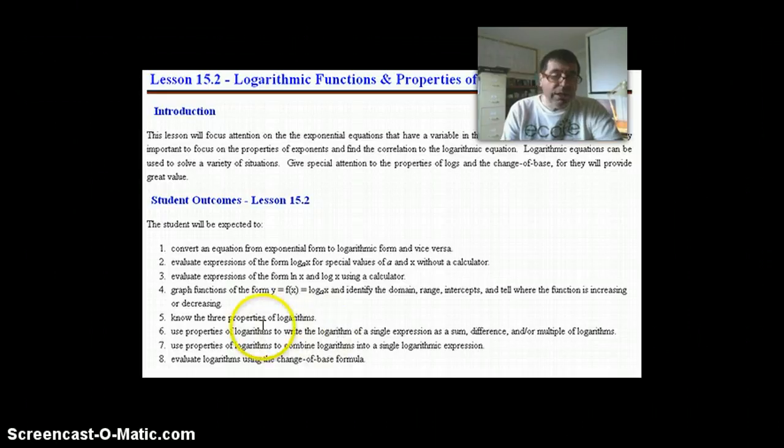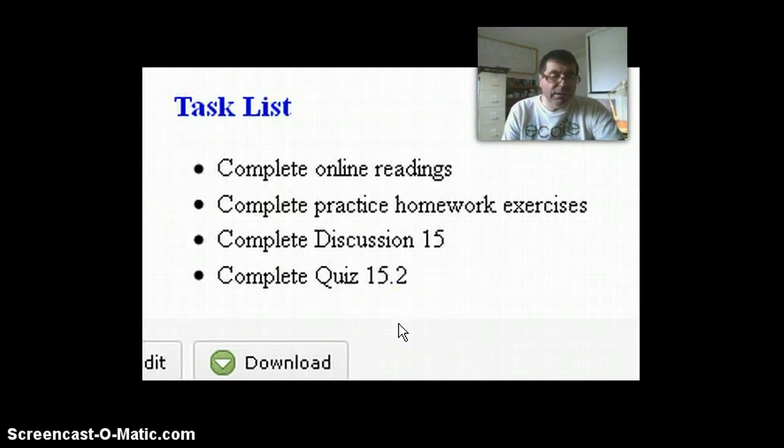Here you're taking a logarithm and breaking it down into different pieces. And here, number 7, you're taking different pieces and writing them as a single logarithm. And on 8, it's a change of base. And there's your task list, your readings, your assignments. And remember, you're going to do the discussion 15 when you're done with at least 15.2 and your quiz.